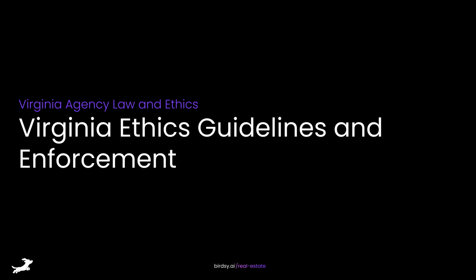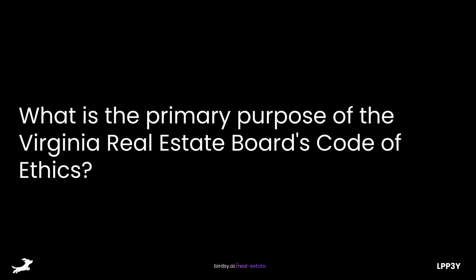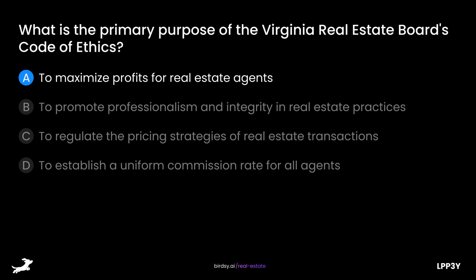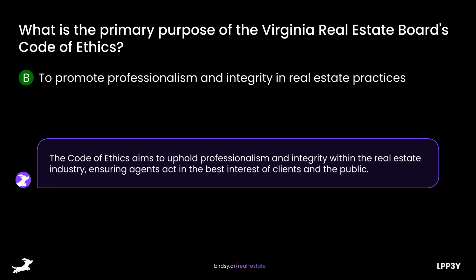Virginia Ethics Guidelines and Enforcement. What is the primary purpose of the Virginia Real Estate Board's Code of Ethics? Is it A, to maximize profits for real estate agents, B, to promote professionalism and integrity in real estate practices, C, to regulate the pricing strategies of real estate transactions, or D, to establish a uniform commission rate for all agents? The answer is B, to promote professionalism and integrity in real estate practices. The Code of Ethics aims to uphold professionalism and integrity within the real estate industry, ensuring agents act in the best interest of clients and the public.